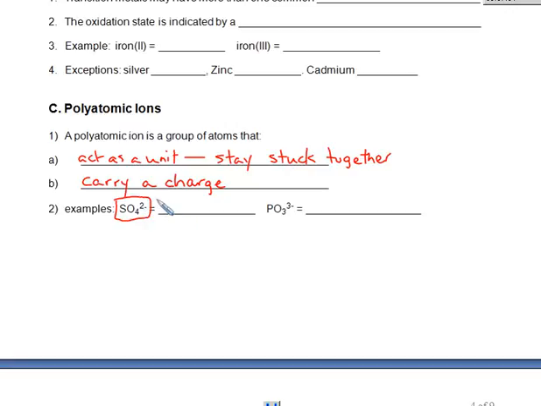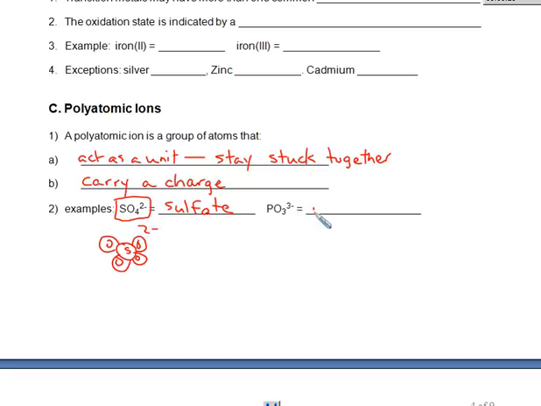Now, this thing is called sulfate. And sulfate, looks like we've got a sulfur in the middle. And it has 4 oxygens attached to it, kind of looks like a flower type thing. And each one of those is an oxygen. And the whole thing has a -2 charge.